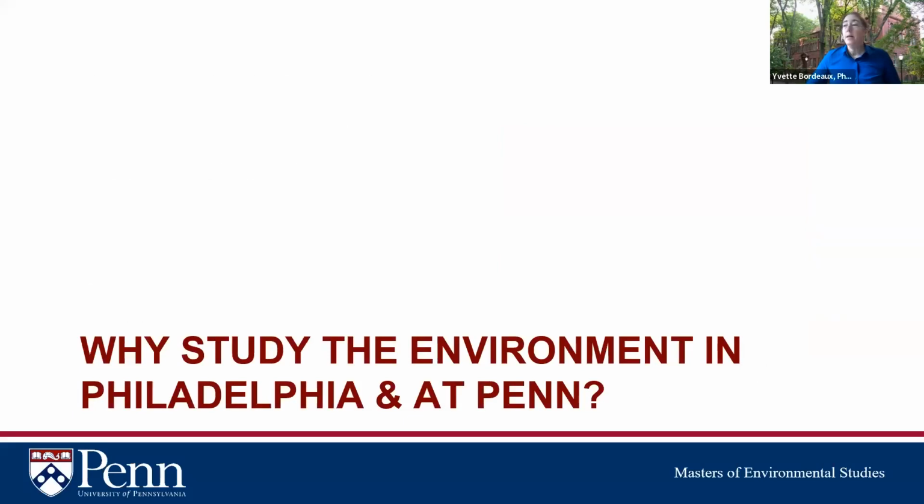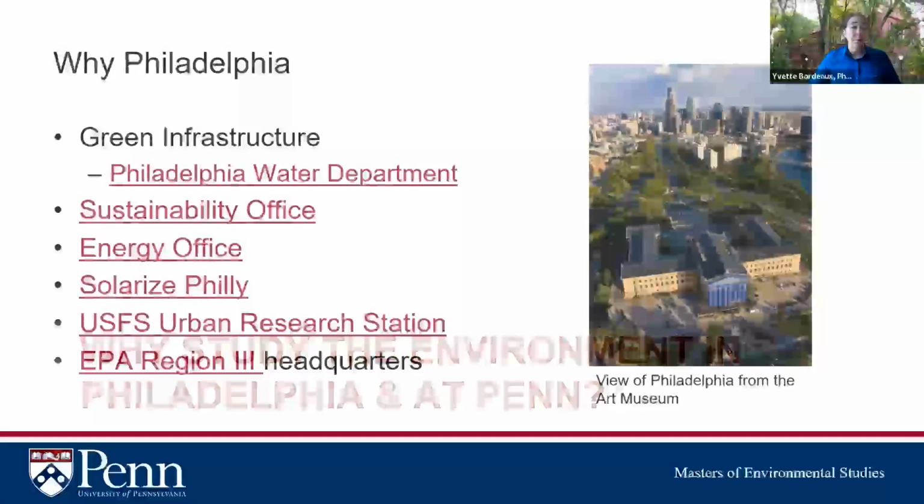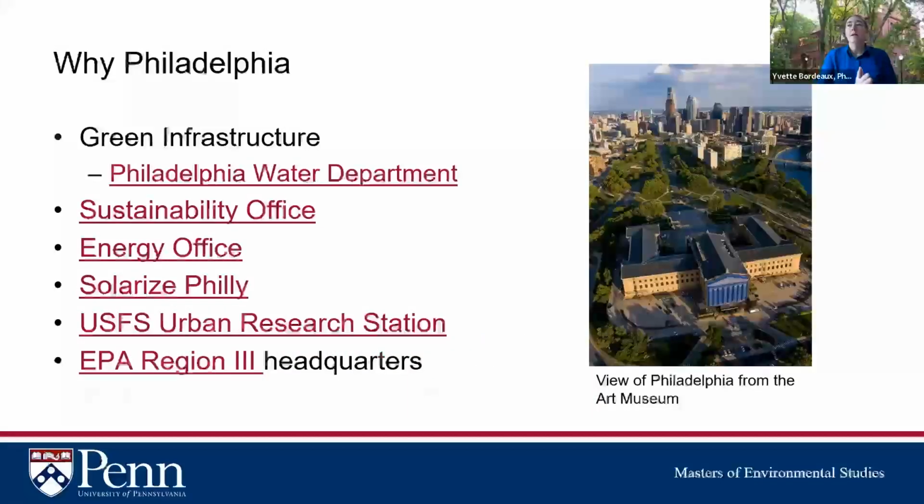All right, so why study the environment in Philadelphia and at Penn? So that might be a question that you might have. There are other schools that have full forests to study in or whatnot. What's special about Penn and Philadelphia? Well, it turns out quite a bit. Philadelphia is known for green infrastructure. This is a way of dealing with stormwater using green methods rather than gray methods. Gray methods being pipes and so forth. Green methods being more rain gardens and swales and green roofs and so forth.